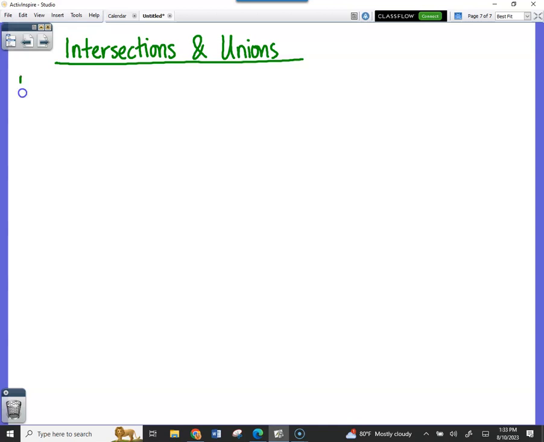Let's look at the next section of notes. We're going to call it intersections and unions. The first slide will be intersections. Then we'll do an example, and then the second slide will be unions, and then we're done for the day. So let's talk about intersections.